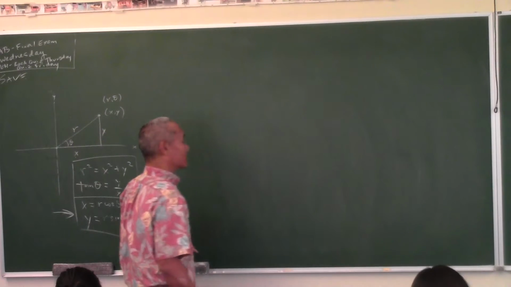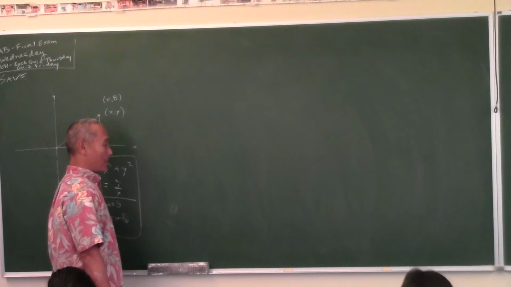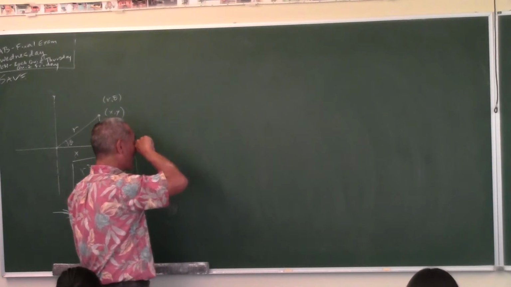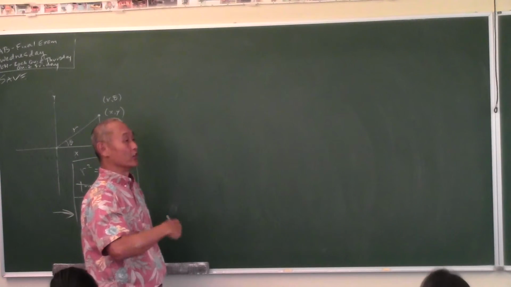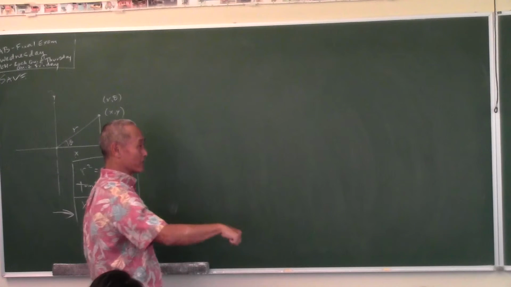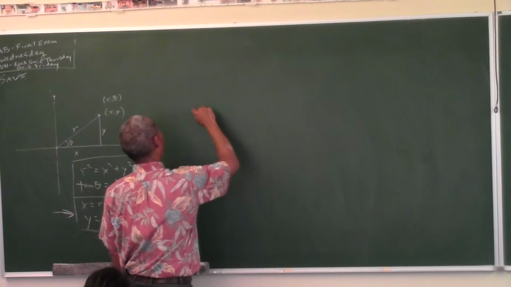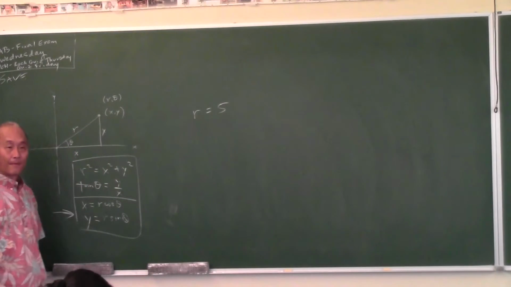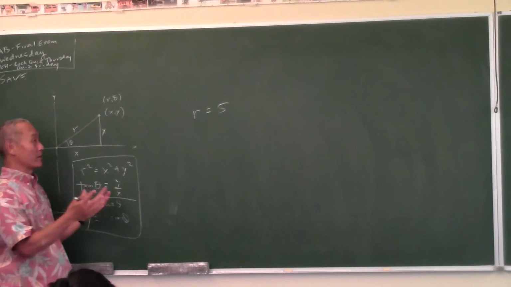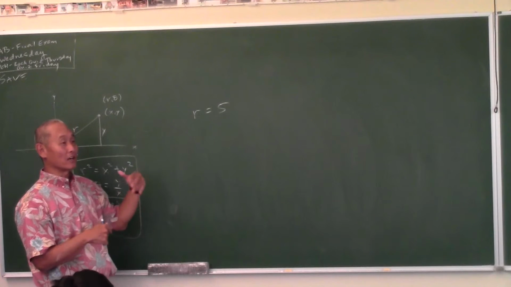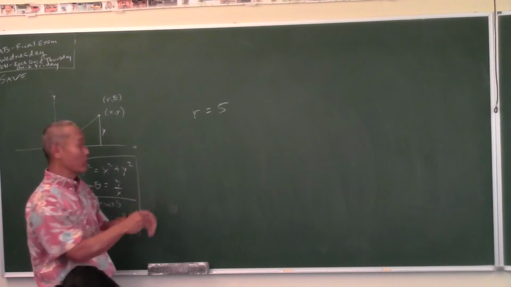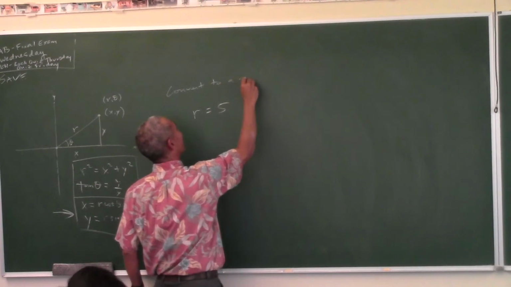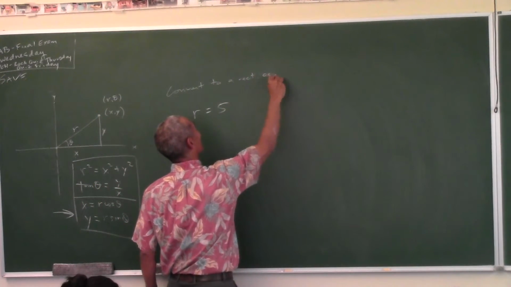Okay, shall we start off easy? Which direction are we going to go? I'm going to give you a polar equation. You convert it to a rectangular equation. r equals 5. Now, before we even start, the directions are: convert this into a rectangular equation.